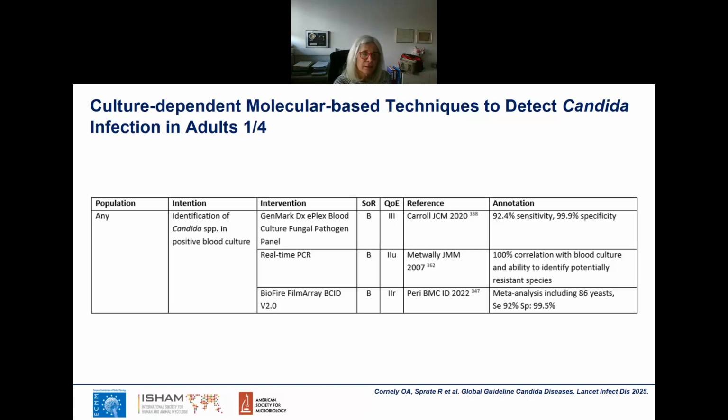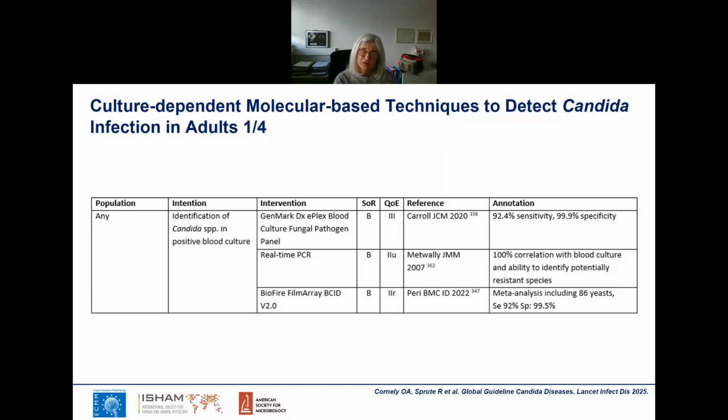Let's focus on culture-dependent molecular methods, as shown here on the slide. They are designed to identify yeasts in positive blood cultures. And generally, the fungal load is enough because the blood culture is already positive. We have a good sensitivity, we have a rapid identification, and identification correlates very well with the phenotypic identification. The processing time depends on different assays, but varies between 90 minutes to 3 hours post-blood culture positivity.